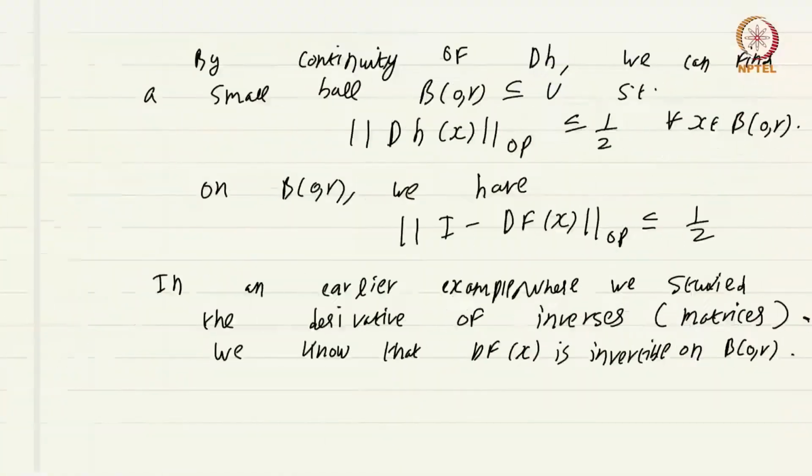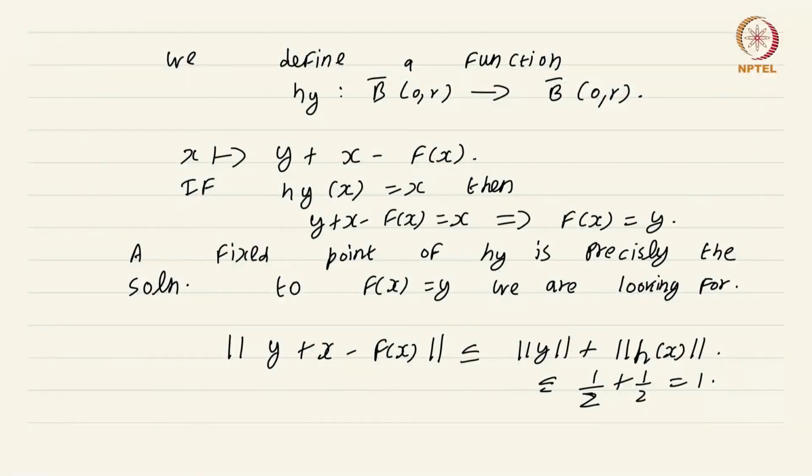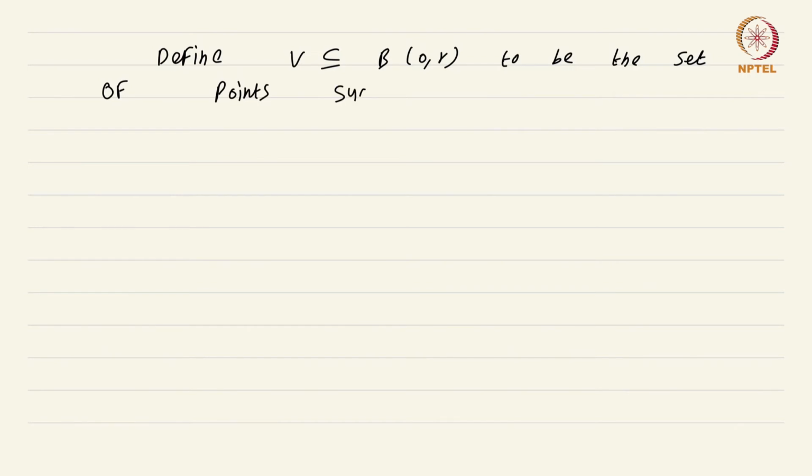We are going to use this fact that f has solutions in B(0,R by 2) closure to manufacture our V. So define V, a subset of B(0,R), to be the set of points, let's say x, such that f of x is an element of B(0,R by 2).